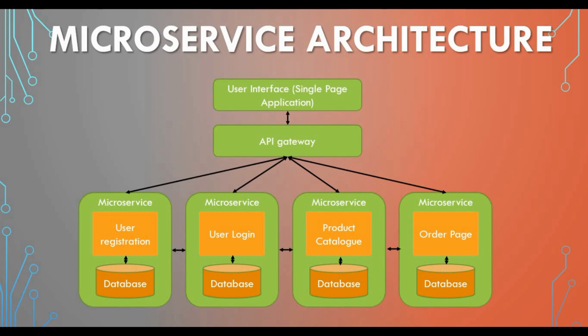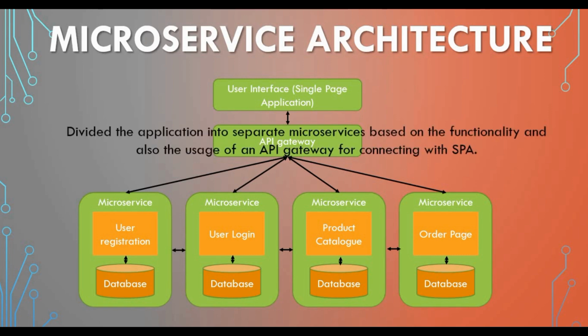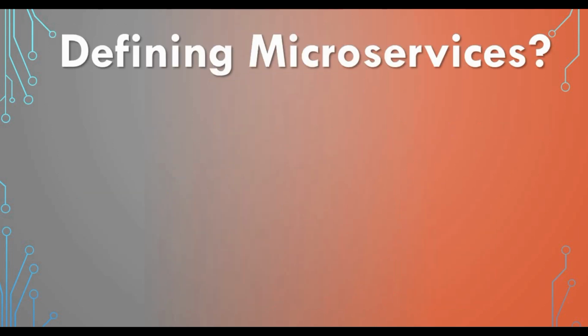So these all can run as a separate component or independently, and these all can interact with each other based on the requirement. So what we have done is we have divided the application into separate microservices based on the functionality. So what are the functionalities which you need to convert into a microservice, and the usage of API gateway. We are using API gateway to connect all these microservices to the single page application. So that's the microservice architecture we are discussing as part of this tutorial.